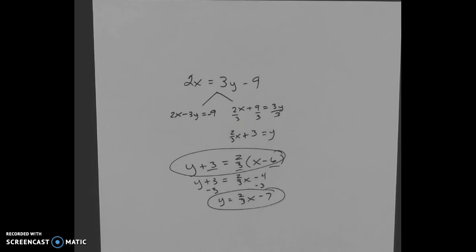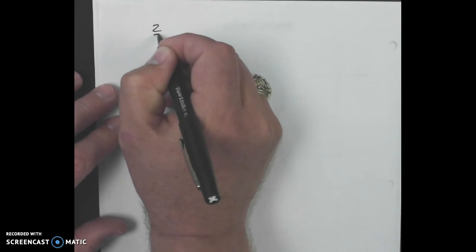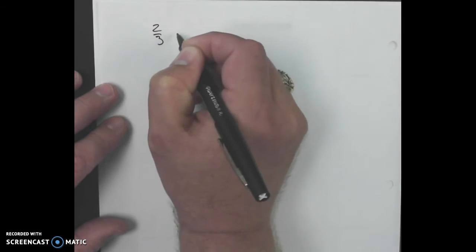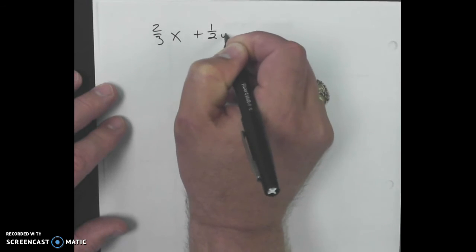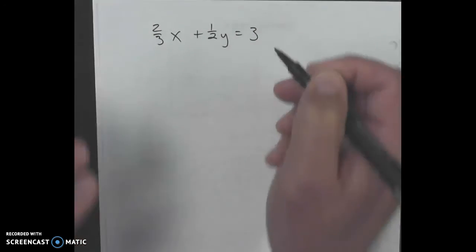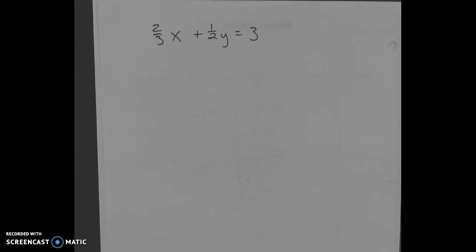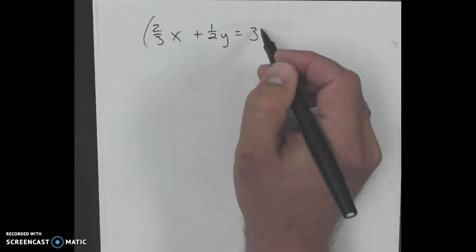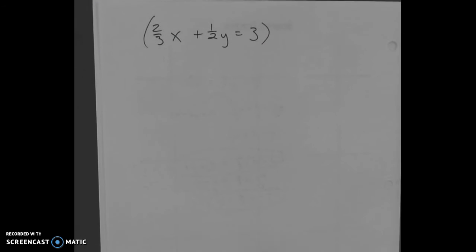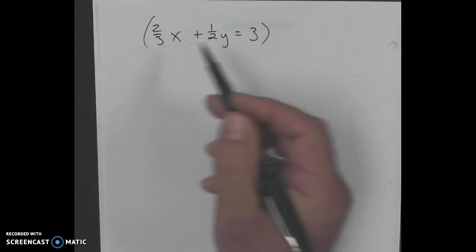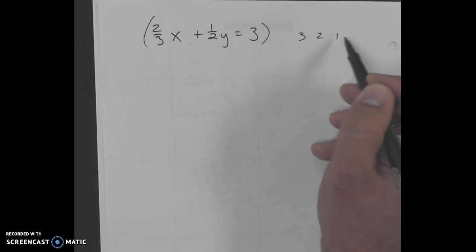The next one that we'll look at, let's go with 2/3 x plus 1/2 y equals 3, where you have fractions. And when you have a fraction like this, probably the easiest way for most of you, if you like fractions, this one can actually be solved, and I'll show it to you in a minute. But if you don't like fractions, when you have a fraction like this, or multiple fractions, get rid of them. Look at all the denominators. We have 3, 2, and 1.